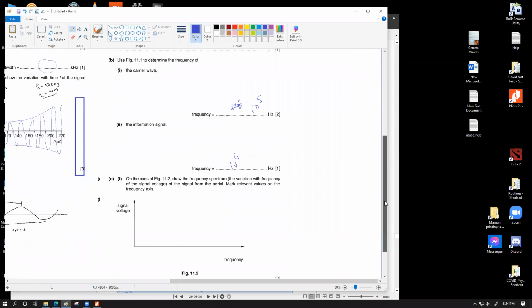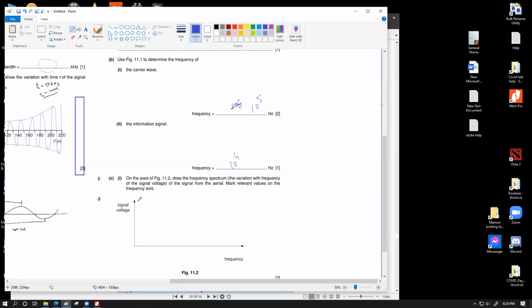Next, the question says: on the axis, draw the frequency spectrum, the variation of the signal voltage of the signal from the aerial, and mark relevant values on the frequency axis. So this is basically drawing the carrier signal and the other two parts. This is 10 to the power 5. You can draw this in your basic format. I'll preferably convert this into kilohertz, so I'm going to write over here frequency slash kilohertz. That's the first thing that I'm going to do.